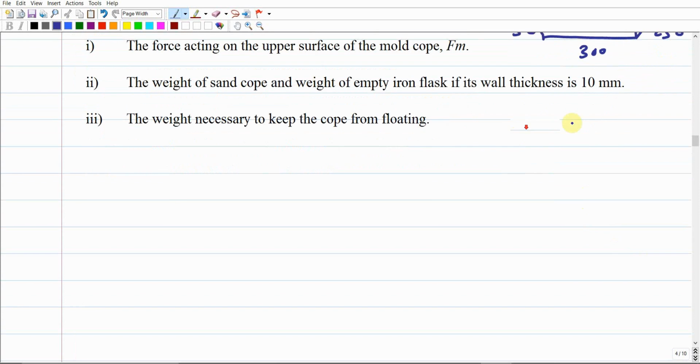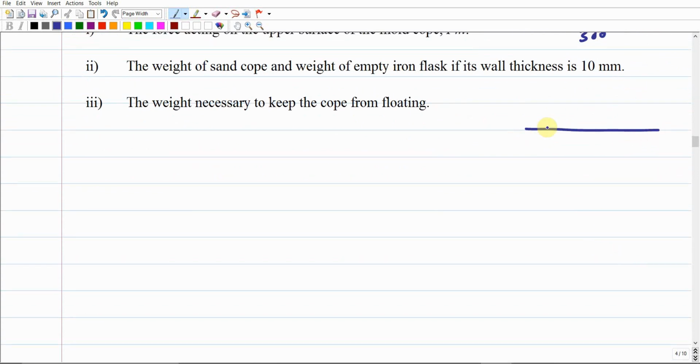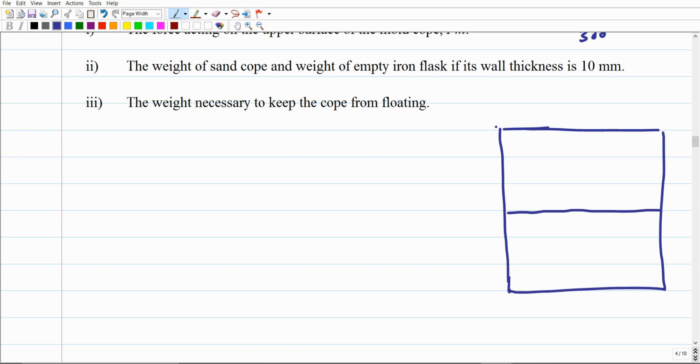So if I decided to plot this thing, here we are interested, this is going to be the flask or the mold in general. We're going to have the cope on the top and the drag, and this is the horizontal line in the middle. This is going to be the parting surface, and the casting should be located horizontally in the sand. All of this is just sand in this way here. So it means that this dimension is going to be 300, the length, and this thickness is going to be 50.